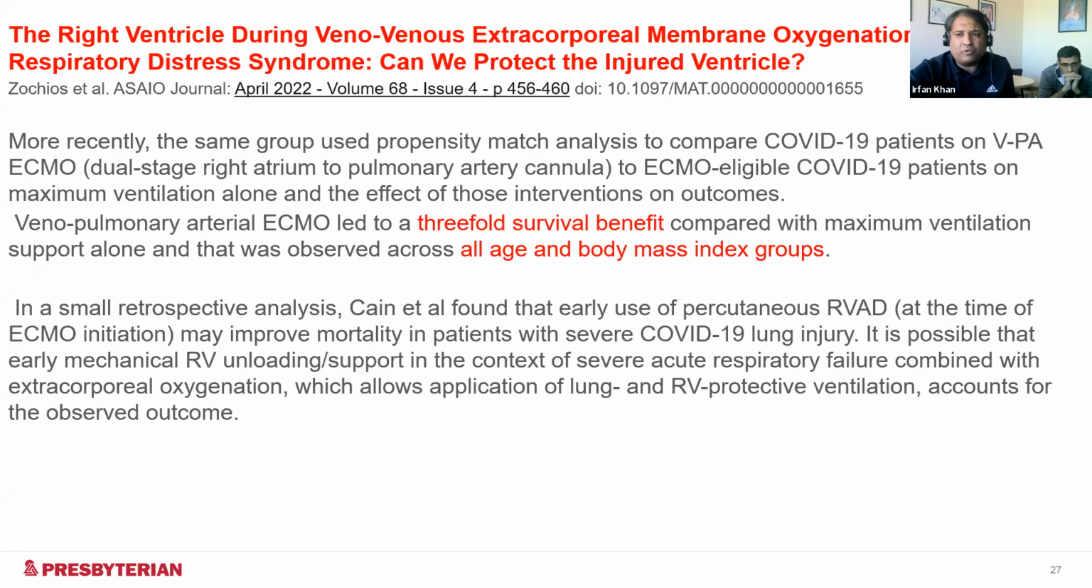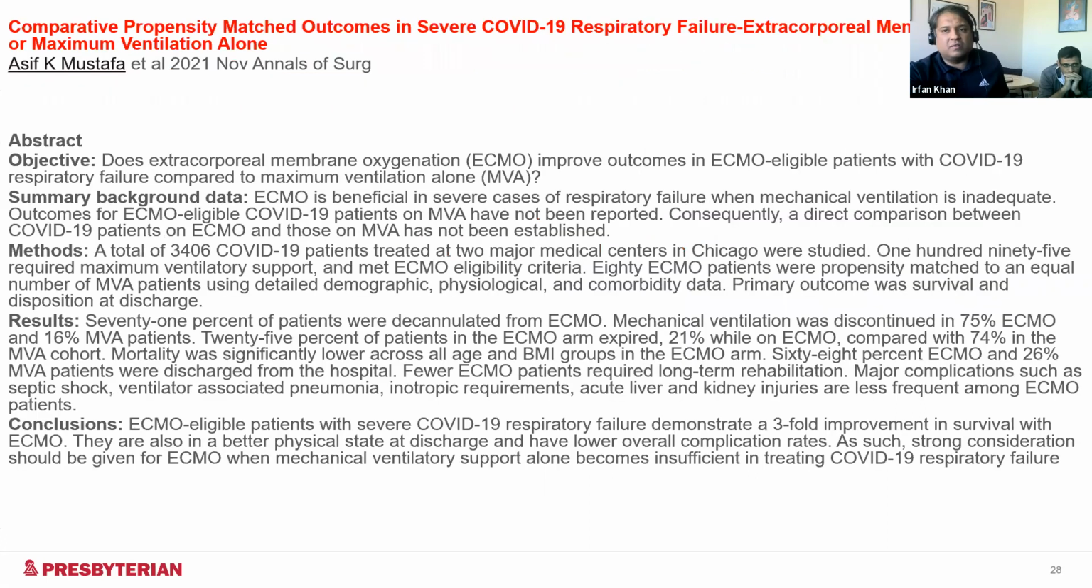And then more recently, they came up with a similar study, but this time they compared standard of care on mechanical ventilation versus ECMO with an RV to PA cannula. They found a three-fourths survival benefit in ECMO patients.